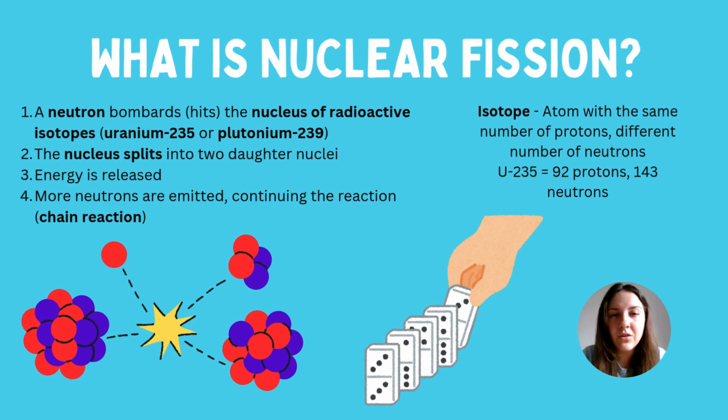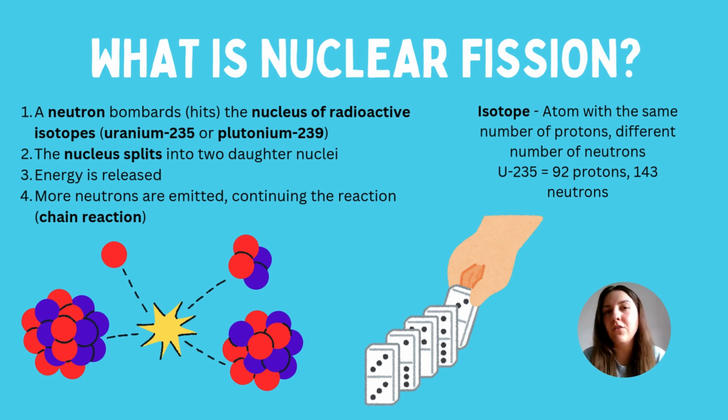So once we hit the neutron to the nucleus, this causes the nucleus to actually split, and 2 daughter nuclei are released and created as a result. And this releases a huge amount of energy, which we then can harness, and also in its entirety as a result, neutrons are also emitted as well.